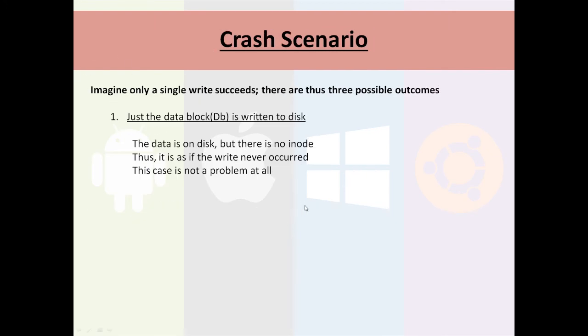Thus, there's obviously 3 possible outcomes, right? The first is that just the data block is written to disk. Now, this is not actually a big problem. The data will be written to the disk, but there's no inode that will point to it. And because there's no inode pointing to it, it's as if there's no file or there's no write that had ever occurred. So all you would have to redo here is basically reperform that write. But it's not like a bad state, the disk. It's just as if that would never occurred.